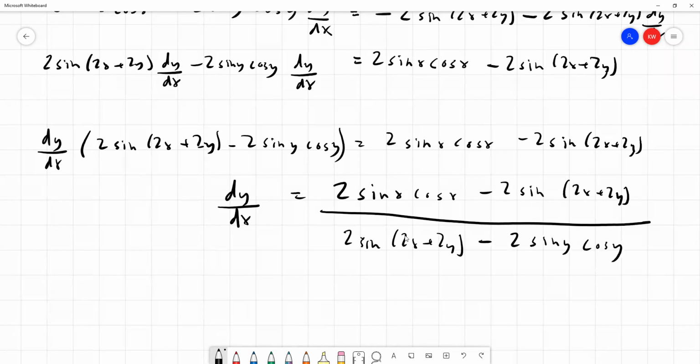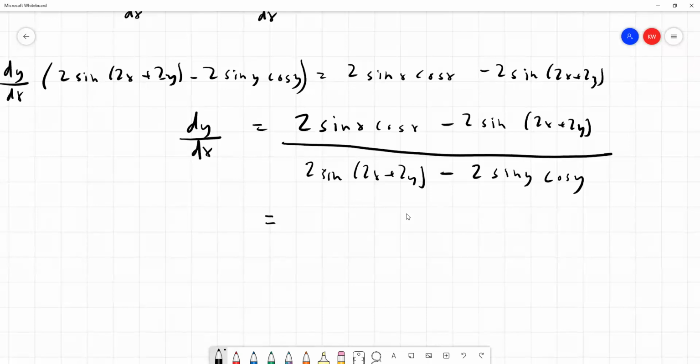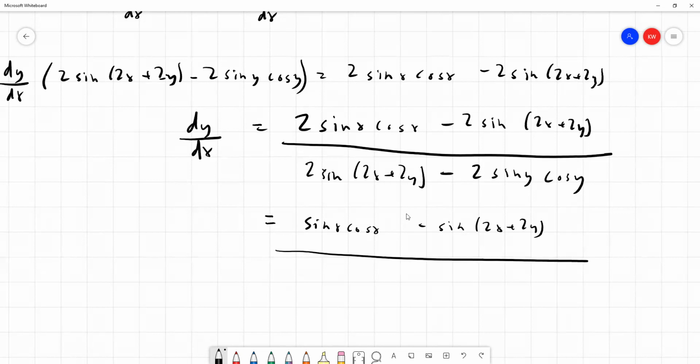Now, there's not too much we can do in terms of further simplification here, because although we've got a 2 sin of 2x plus 2y at the top, there's nothing else to do. But what we can notice is that all of these terms are multiplied by 2, so we can cancel by 2 top and bottom to get a final answer: sin x cos x minus sin of 2x plus 2y, divided by sin of 2x plus 2y minus 2 sin y cos y. And that concludes the question.